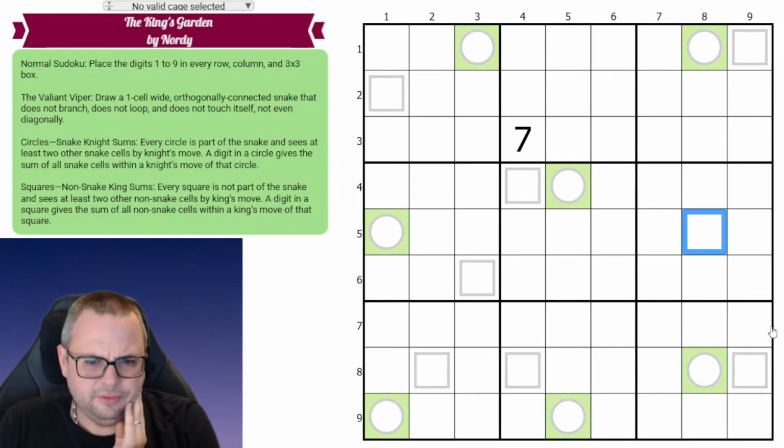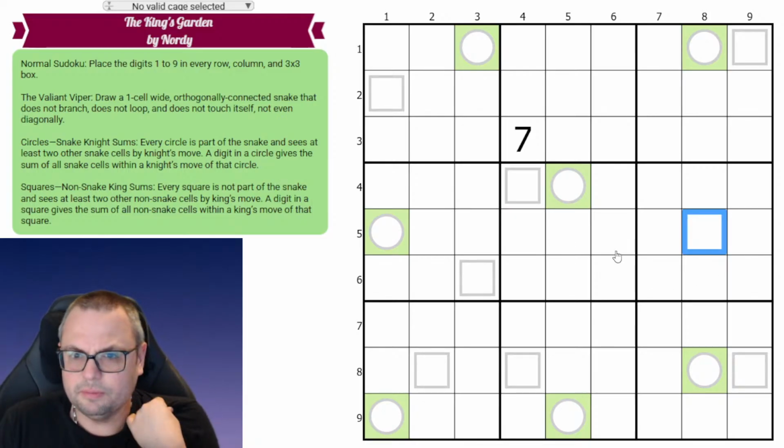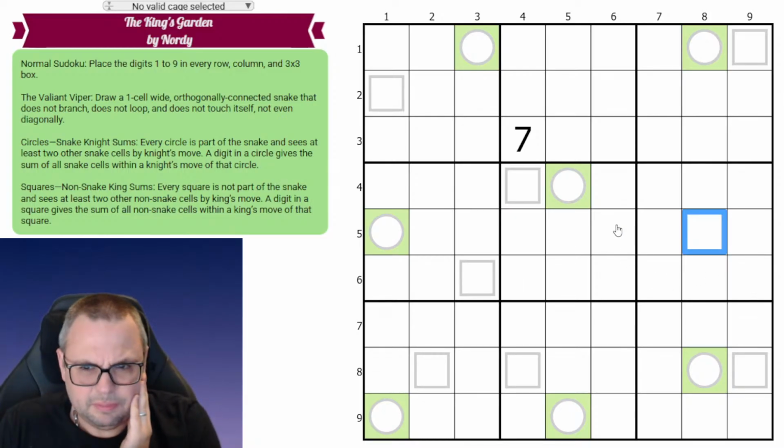I feel like I've done this puzzle. Have I done this puzzle? I've probably just done a similar puzzle. But I feel like I've done a similar puzzle, possibly.